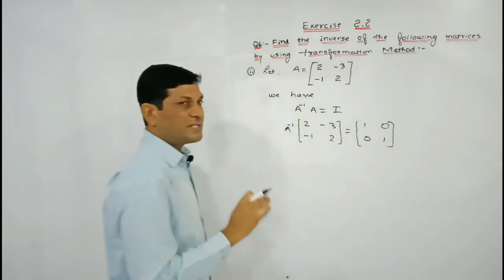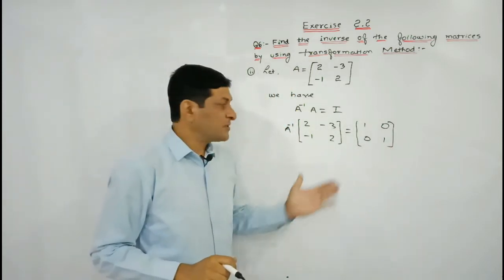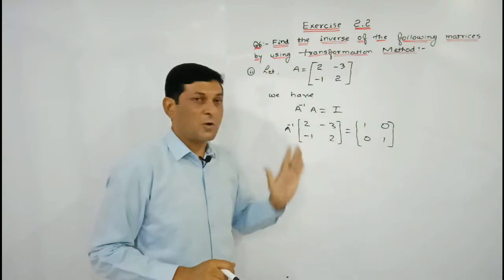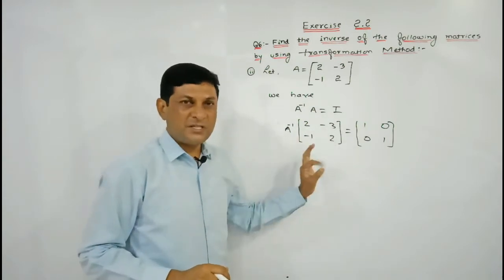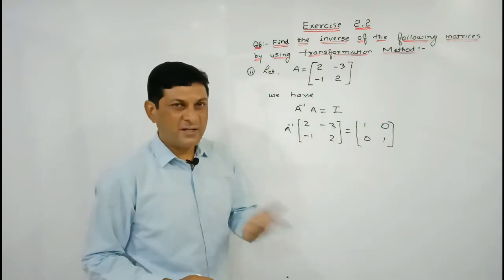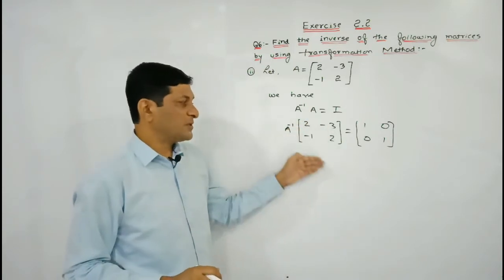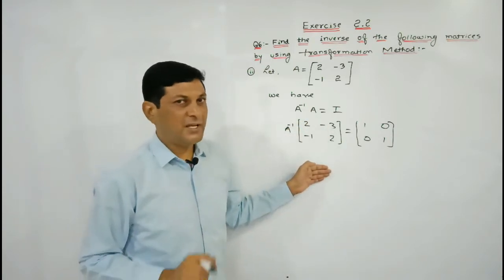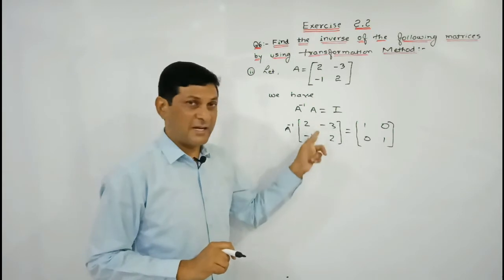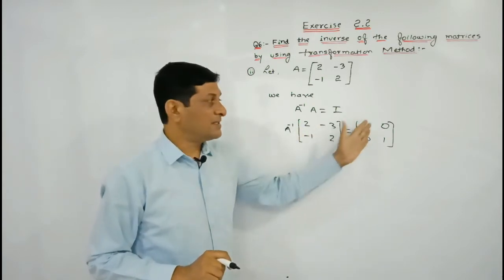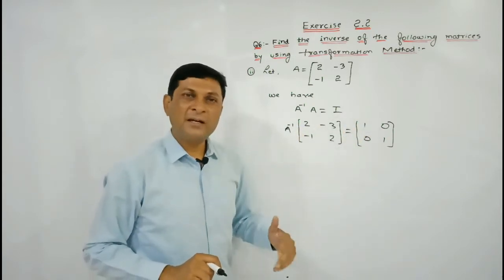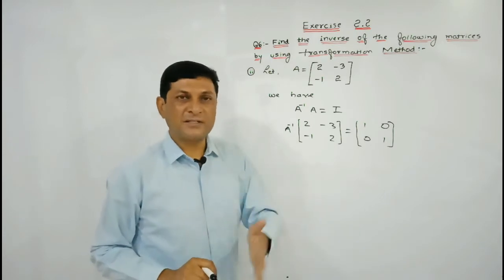Now what is our aim? Using column transformation, means operations are on what? Columns. So we have to convert this matrix into identity. Already we have discussed identity into A inverse will get what? A inverse. On this side we will get A inverse if this matrix becomes identity, and the new matrix we get on this side will be the value of our A inverse.